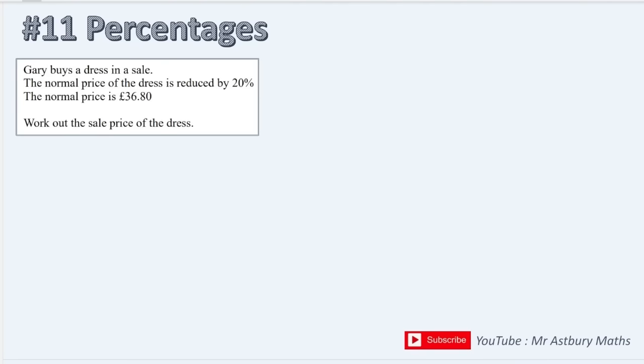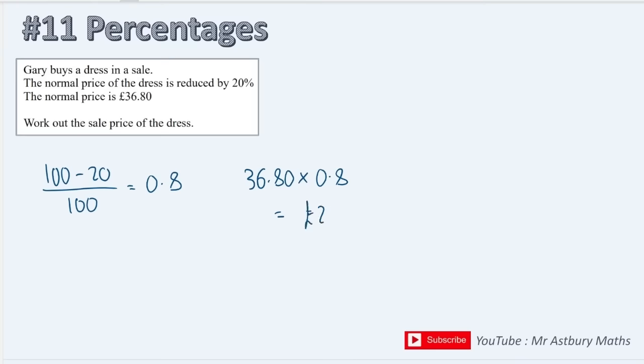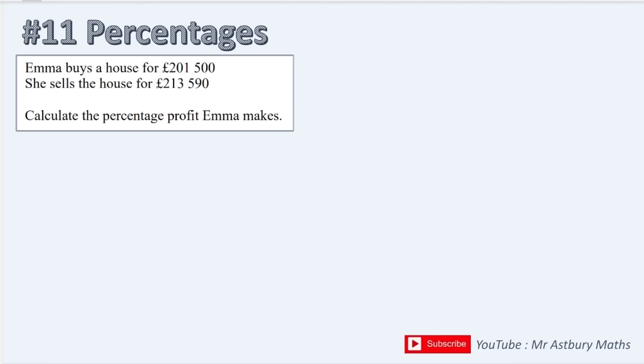The next question is a percentage decrease. Again, I start with 100, and this time I'm reducing by 20%, so I take away 20, and then I divide that all by 100. This gives me the multiplier of 0.8. So I take the amount of money, and I multiply it by that multiplier, and that is going to give me 29.44.